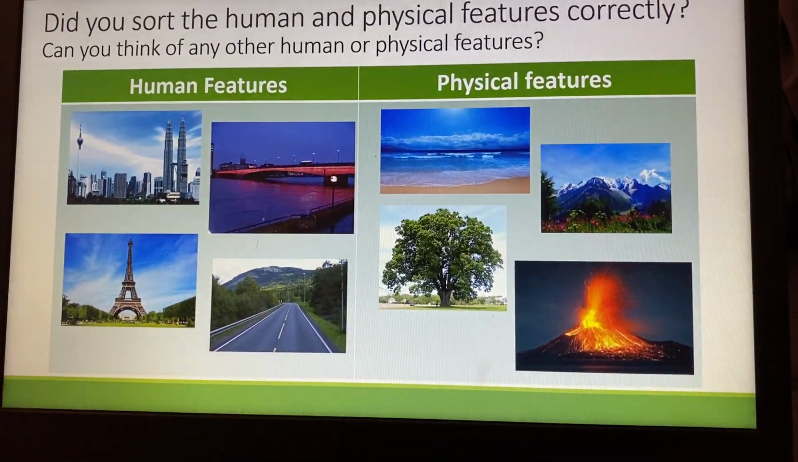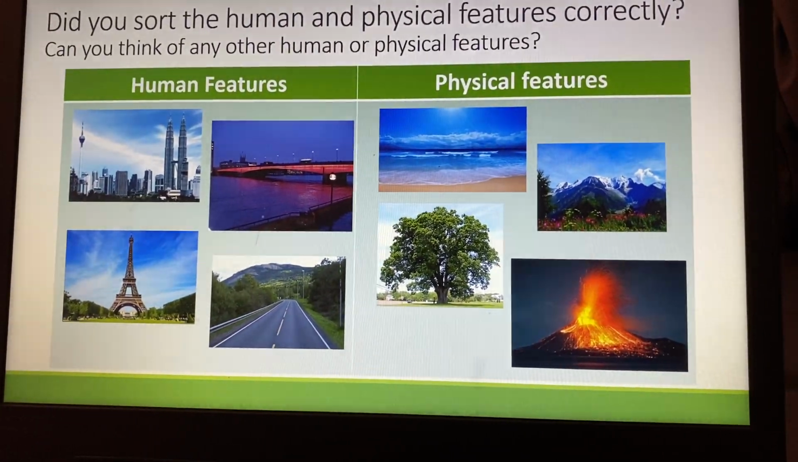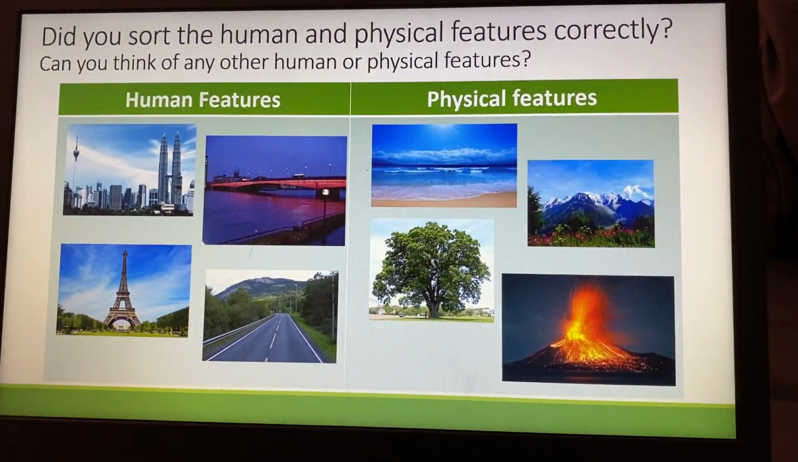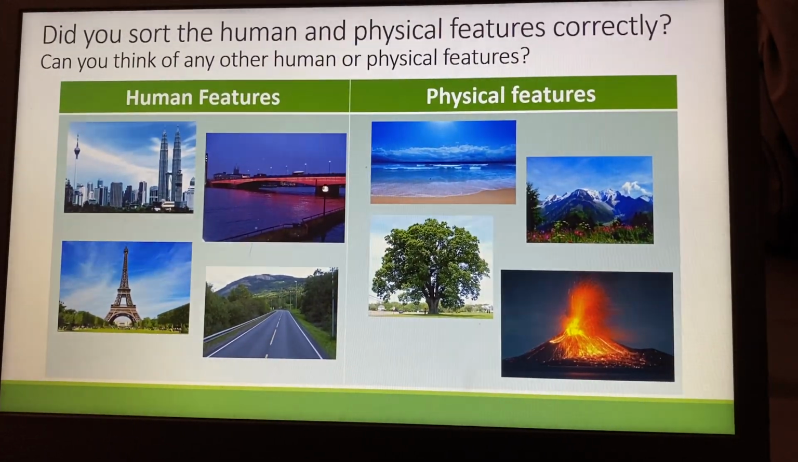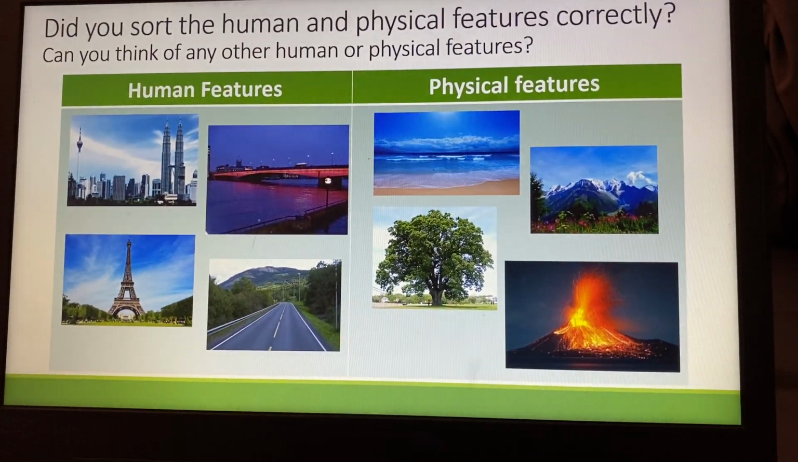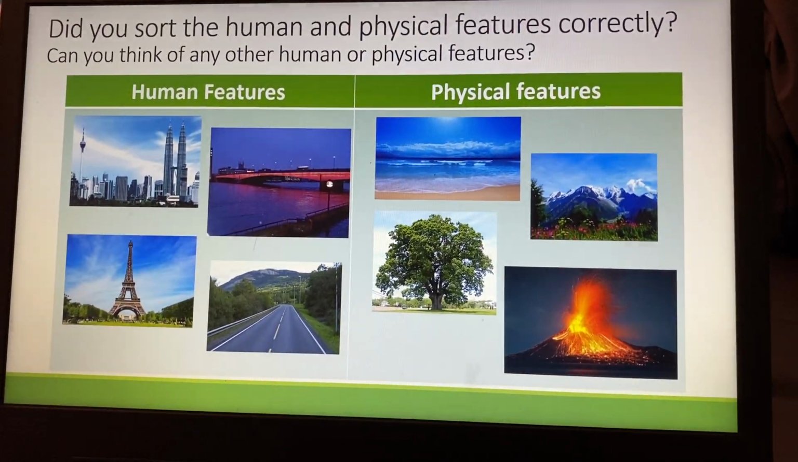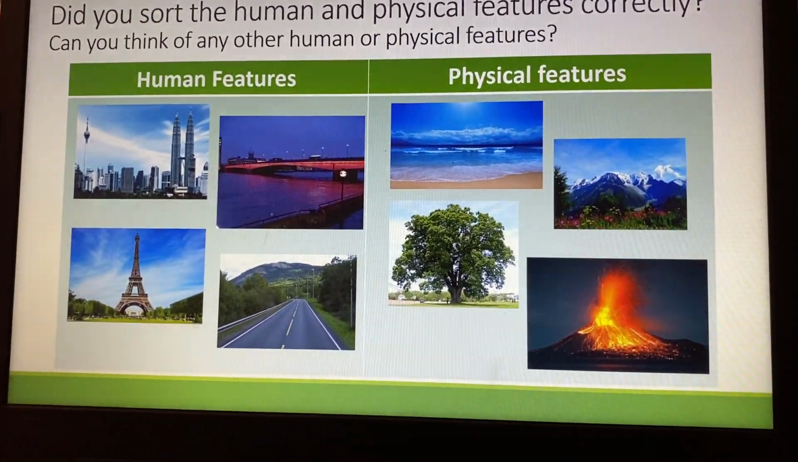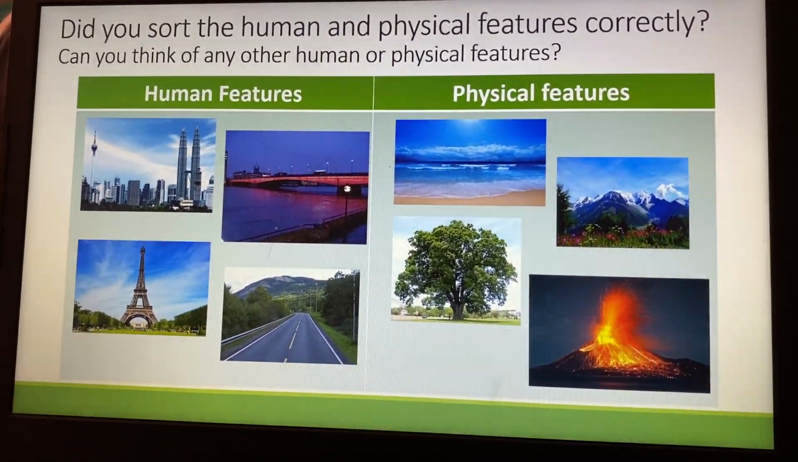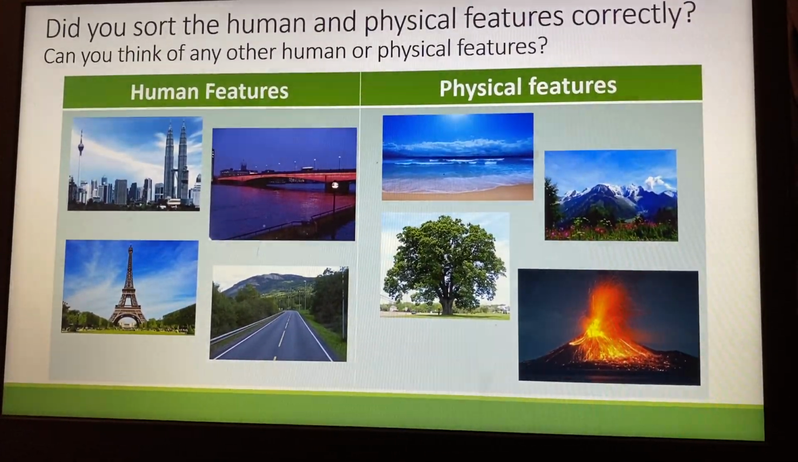Okay, so I've made a little table and I've titled one side, the left side, as human features, and I've titled the right-hand side as physical features. And then I've sorted the photos into the correct column. So under human features, I've posted the photo of the tall city buildings. And obviously, because those buildings were built by humans, they aren't something that occurs naturally in our environment. Then I've also put the picture of London Bridge, because again, London Bridge was built by humans. It hasn't occurred naturally. Then I have the photo of the Eiffel Tower.